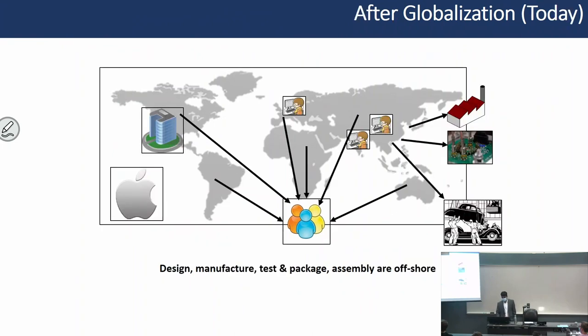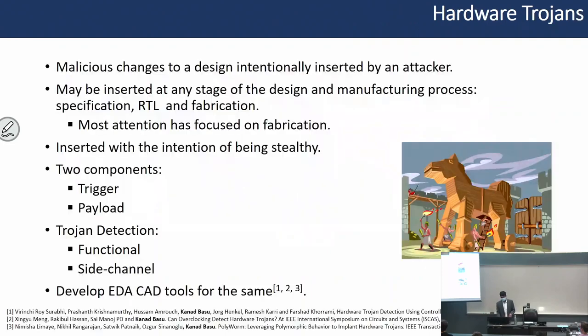So right now, there are a lot of players involved, right? This whole distributed supply chain has created a lot of security risks. Let's look at some of the security risks that we have here. One, the most popular, is hardware Trojans. Hardware Trojans are malicious changes to the design, intentionally done by an attacker.